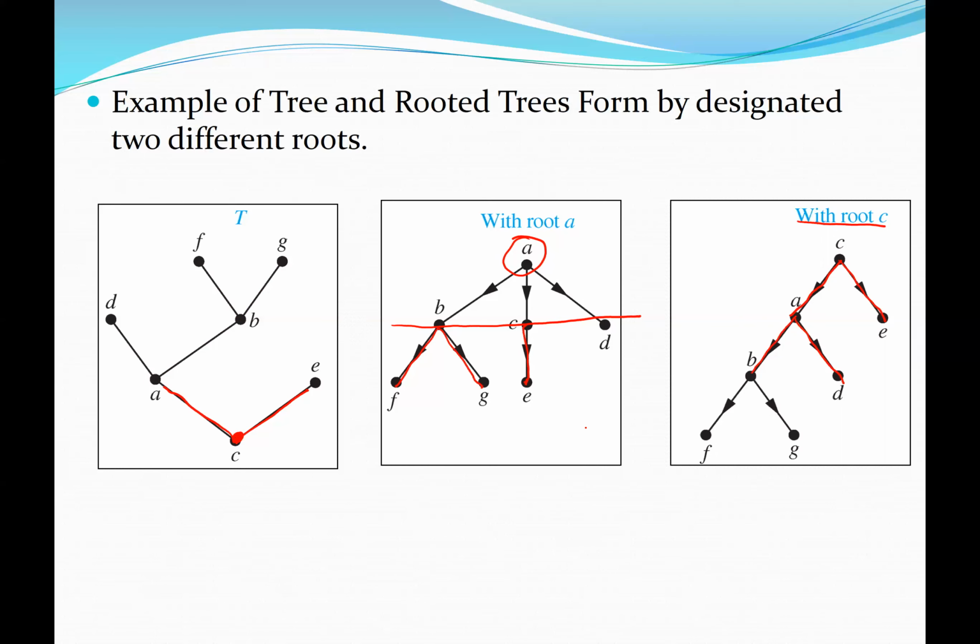It's exactly the same graph as the graph T, but when you pick A as the designated root, you have a different drawing. When you pick C to be the designated root, you have a different drawing, and they're all still the same tree. Make sense? There you go.